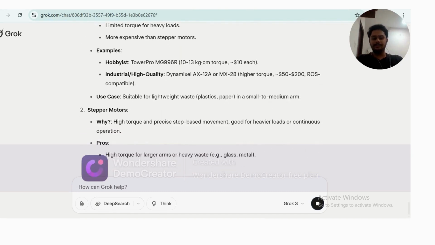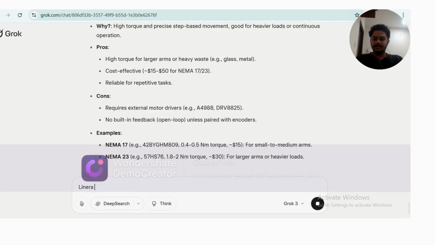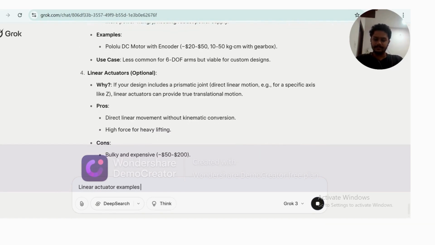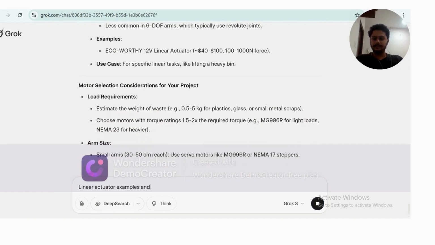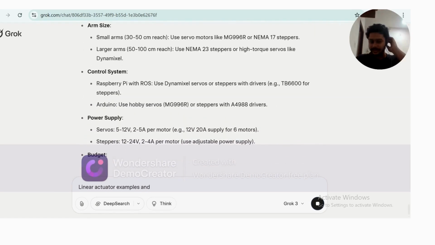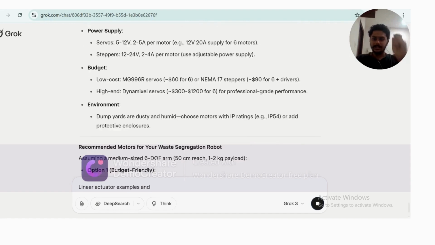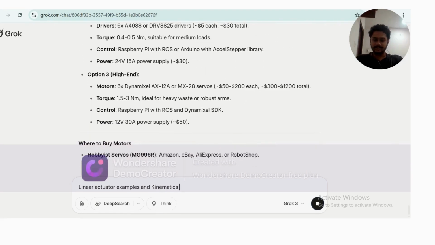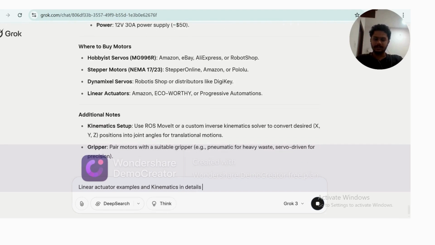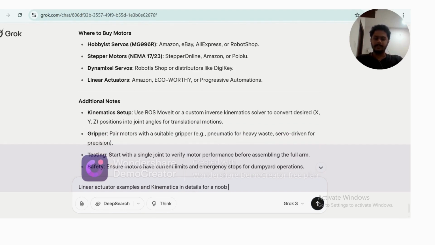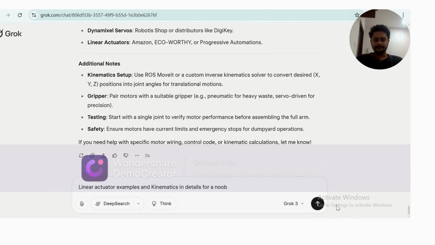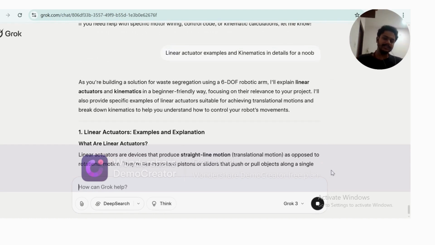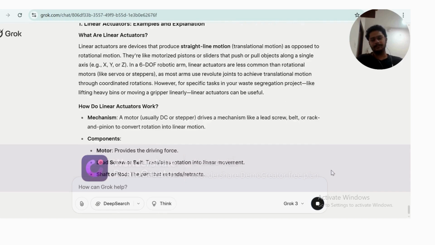Then my next question would be linear actuator examples. It also gave me the names of motors that I should be buying. ROS is the software that I should be using, and kinematics. Reading all about this gives us a better idea of how to approach the solution.